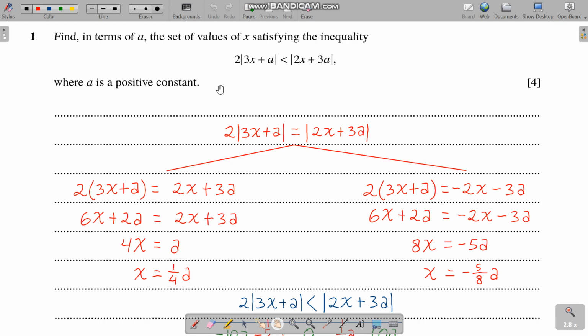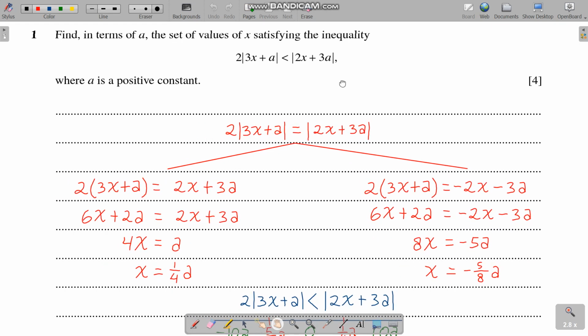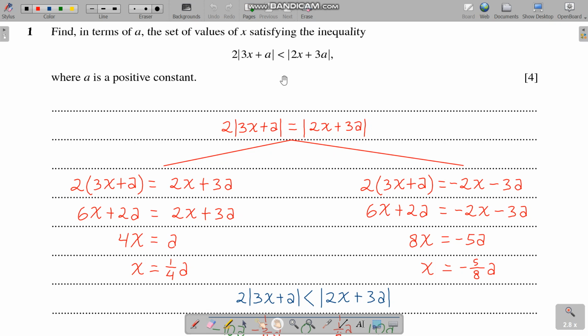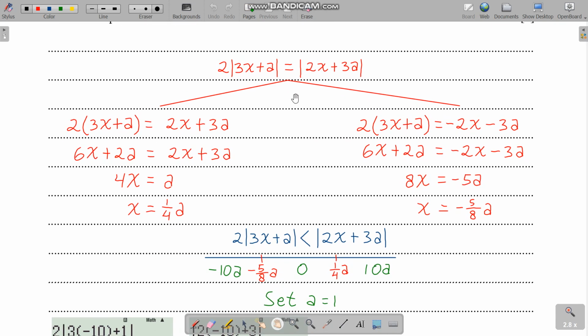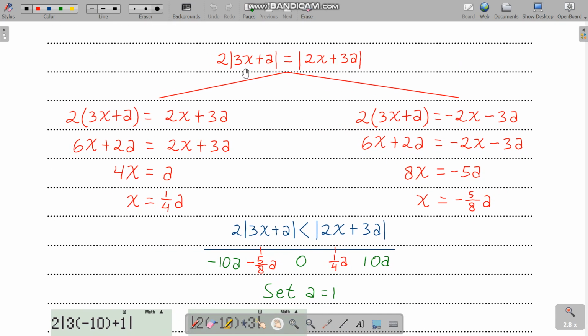Modulus functions. So we need to solve this inequality. The first step is to treat the inequality as an equation. So we replace the smaller than sign with the equal sign, and then we solve the equation. To solve a modulus equation, we just try the two possibilities: when it's positive and when it's negative.